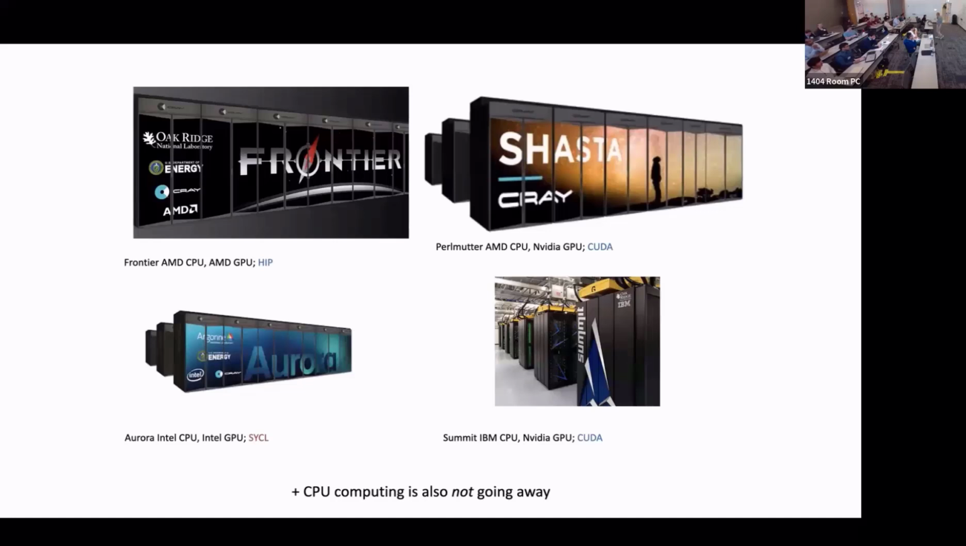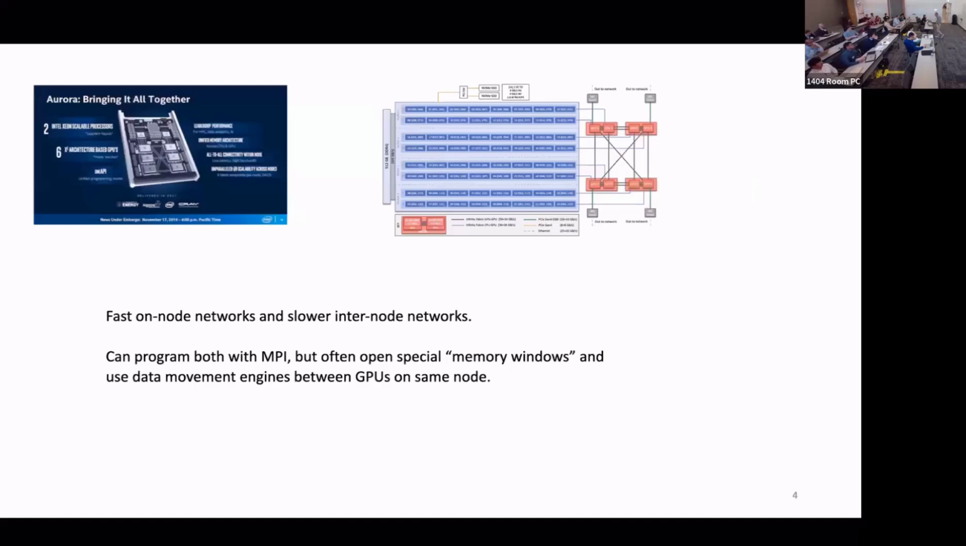So where are we now? Well, rightly or wrongly, of the large-scale computing systems in the US, we have 3 current systems, all of which have 3 different architectures, none of which support the same set of software interfaces. And of course, CPU computing is not going away. So there is a diversity of targets which has to be accommodated by our codes. They're also quite complicated.